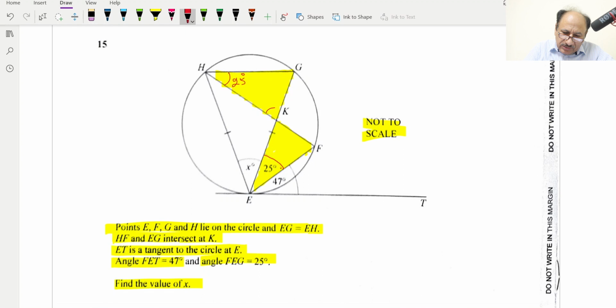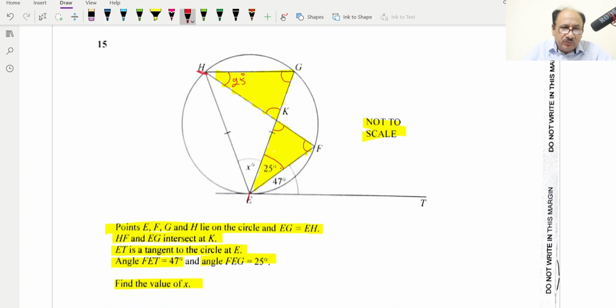We know this angle is equal to this angle because they are alternating angles. And if two angles are equal, the third angle will be equal. Or you can understand on this arc HE, these are the top angles H, G and E, and E, F and H. These two top angles will be equal.